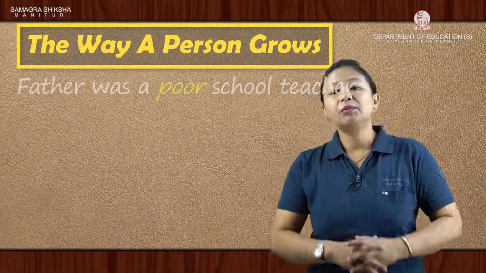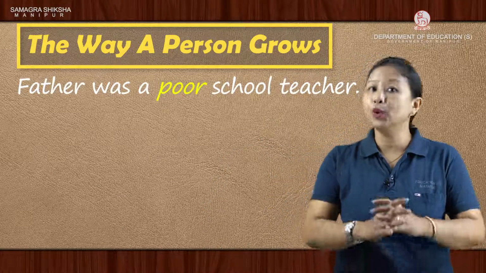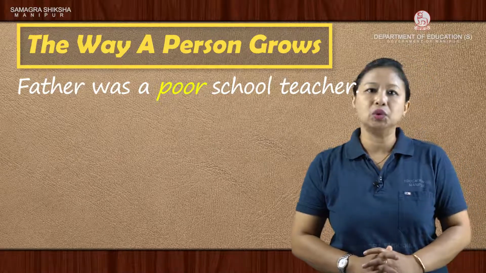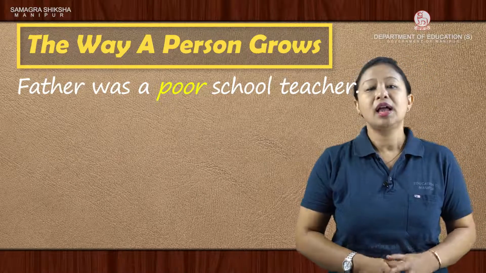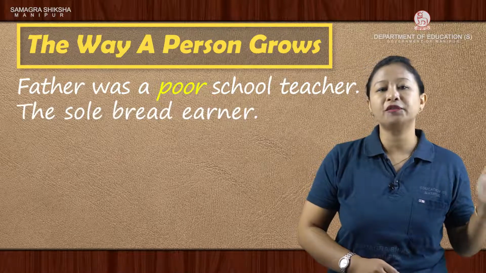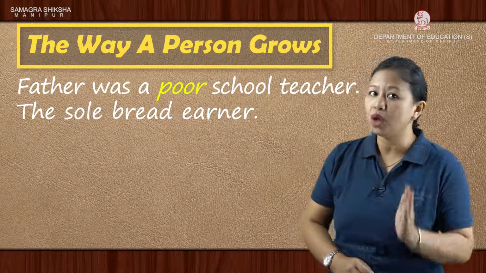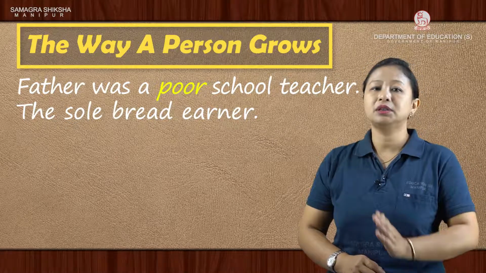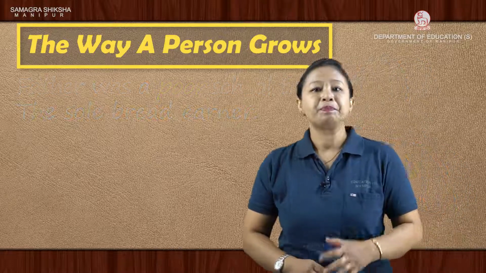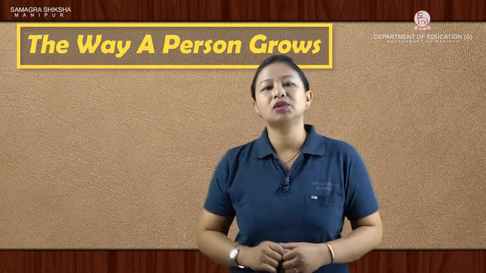Lal Bahadur Shastri's father was a very poor, lowly paid, simple school teacher, and not only that, he was the sole bread earner of the family. The only earning member in the family was Sarada Prasad. Now, Lal Bahadur Shastri was only 18 months old.